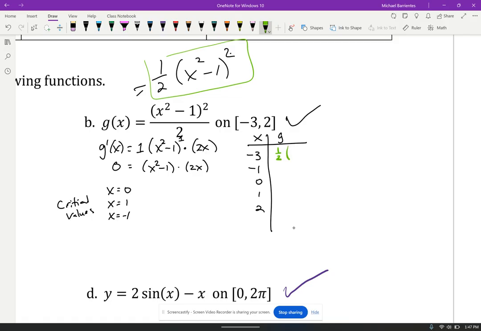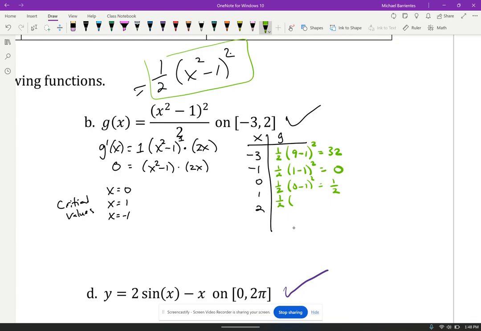So 1/2 times negative 3 squared, that's 9 minus 1, and then squared. So that would be 9 minus 1 is 8. 8 squared is 64, and half of 64 is 32. And then I'm going to do the same thing with the next one. Negative 1 squared, that would be 1 minus 1 and then squared. So that's going to be 0. So then I just get 0. 1/2 times 0 squared, which is 0, minus 1 squared. I believe that's going to be 1/2.